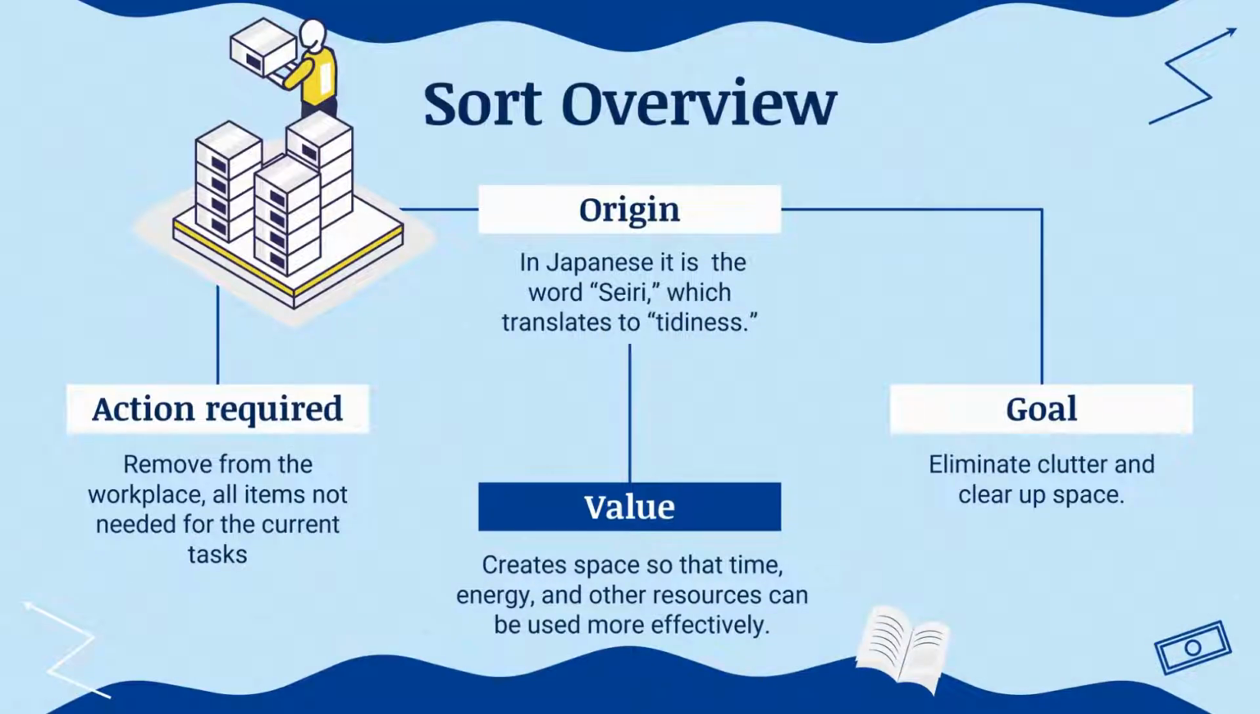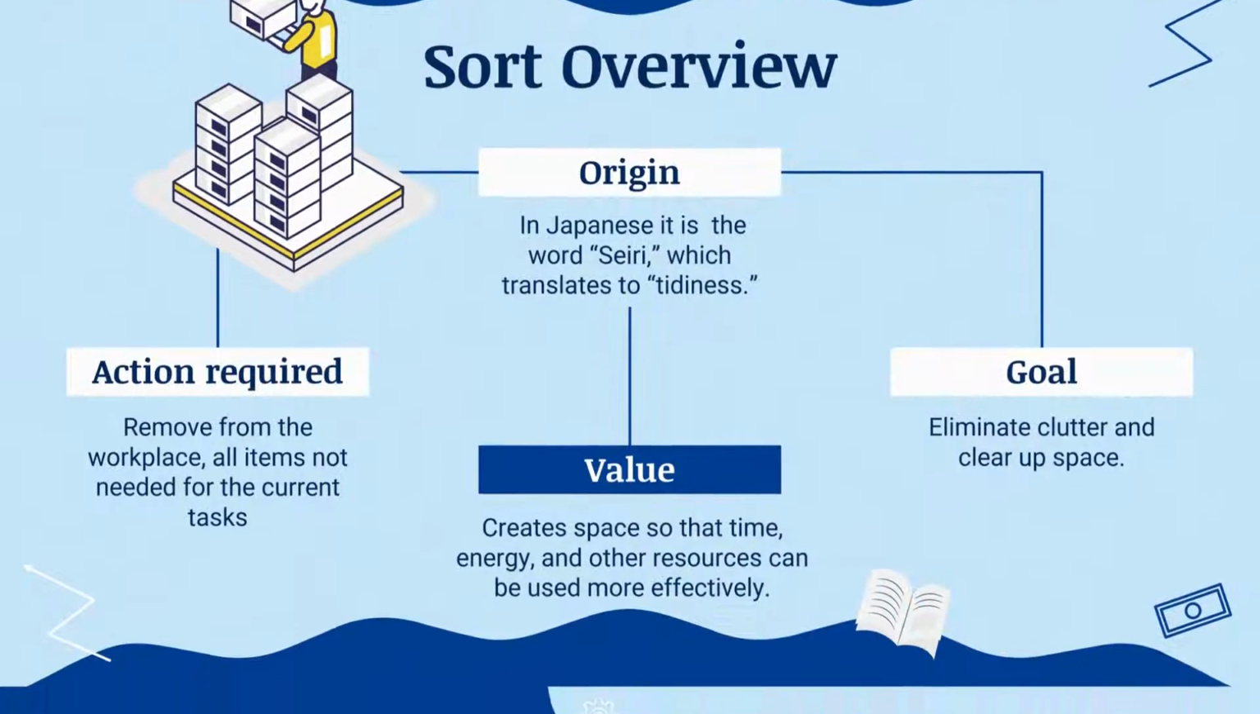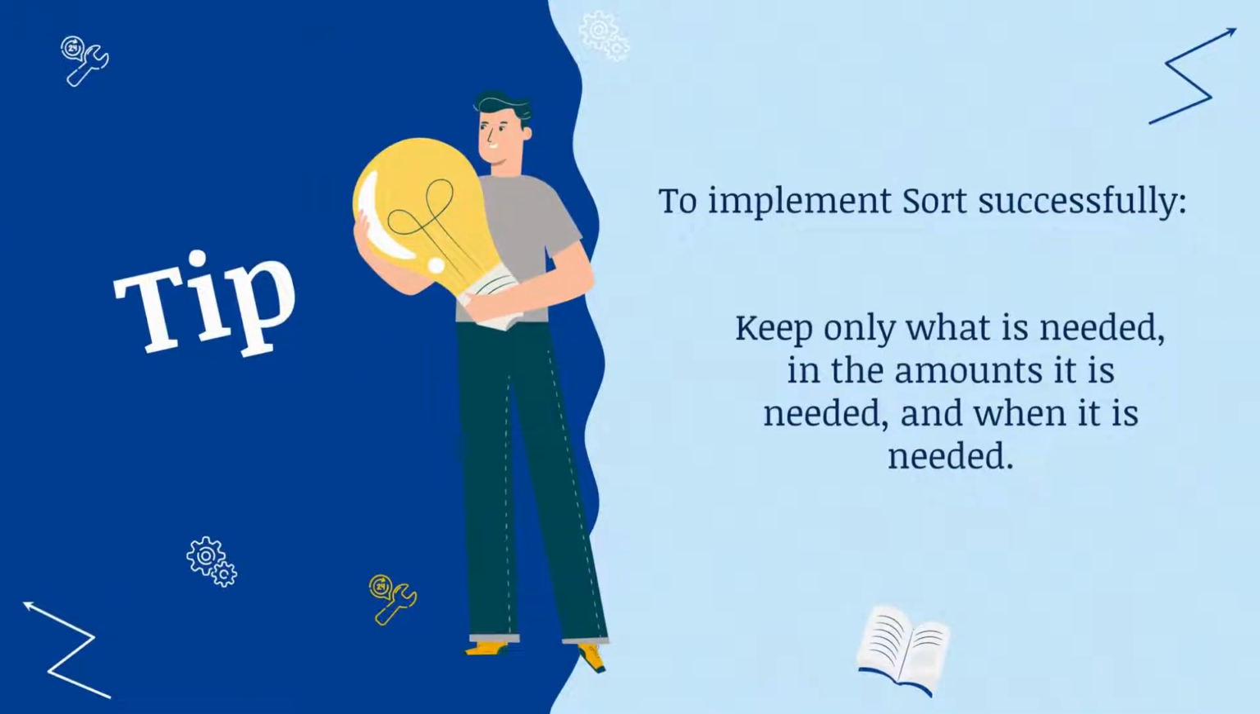Sort is the first step in the 5S process. In Japanese, it is the word seiri, which translates to tidiness. Sort means that you remove from the workplace all items not needed for the current tasks or operations. The goal of the sort step is to eliminate clutter and clear up space by removing things that don't belong in the area. The sort step is important because it creates space in the workplace so that time, energy, and other resources can be used more effectively. To implement sort, keep only what is needed, in the amounts it is needed, and when it is needed.